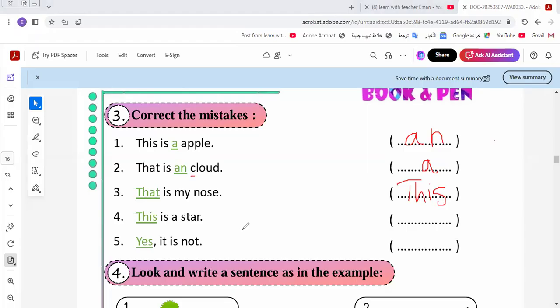So the answer: is the star near from us or far? Can we touch the star and put it with our body? No, so the star is far from us. So the answer here will be that. Here we say yes it is not, no. So I replace yes by no. Okay, now I correct the mistakes. Let's go to another item in this lesson.